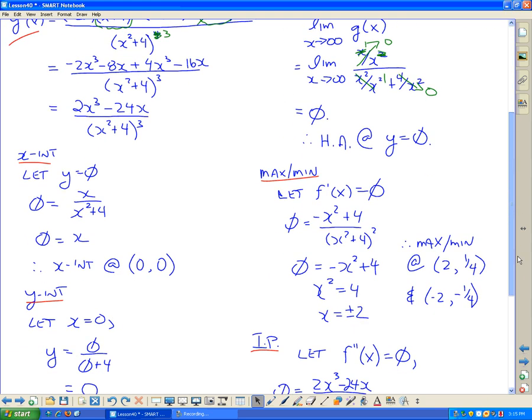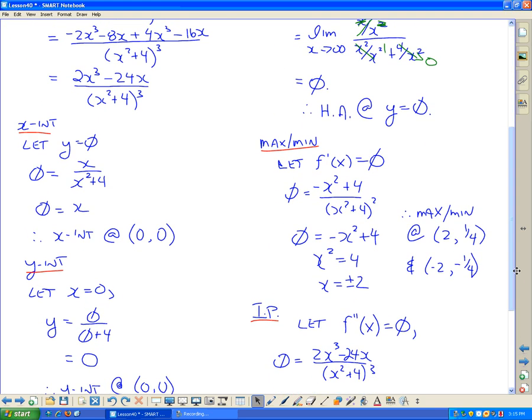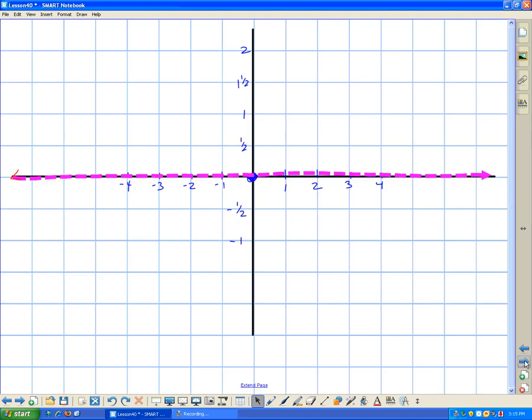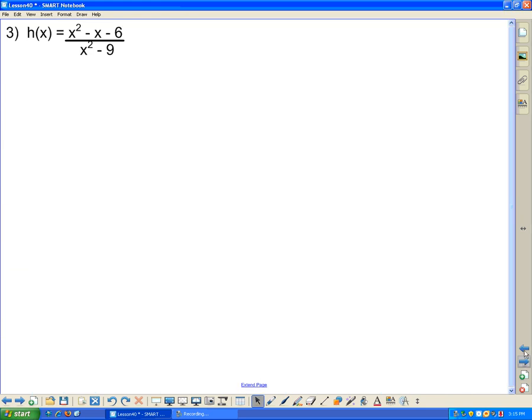All right, and now max min. 2 and positive 1/4, negative 2, negative 1/4. So I have 2 1/4, which is going to be right about there. And negative 2 and negative 1/4 is right there. And do we have any other information? Oops, going the wrong way.